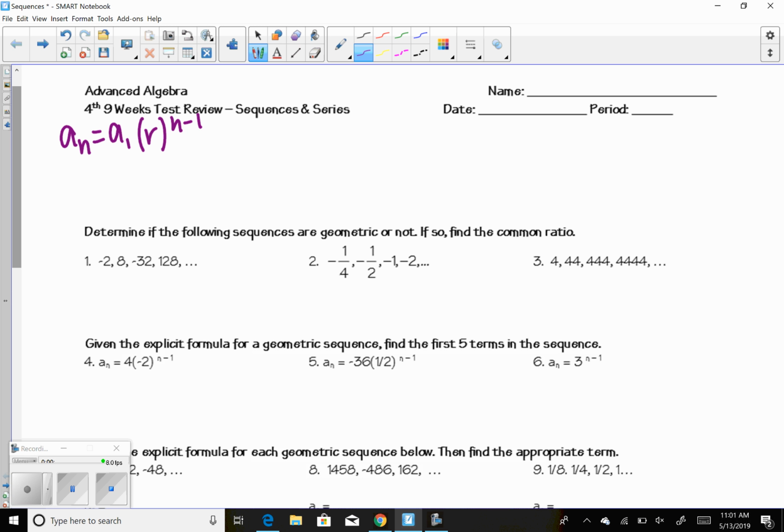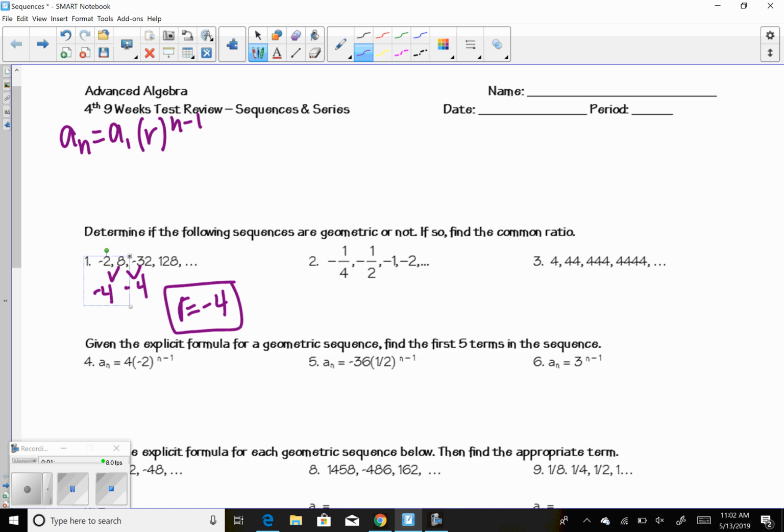Okay, so number 1, 2, and 3, you're determining if the sequences are geometric. So a geometric sequence has a common ratio, meaning you multiply by the same thing every time. So as you go from -2 to 8, what would you multiply by? That would be a -4. All right, so then you want to see, is 8 times -4 -32? Yes. And you keep going, and you see that the common ratio here is -4. You multiply by -4 every time.